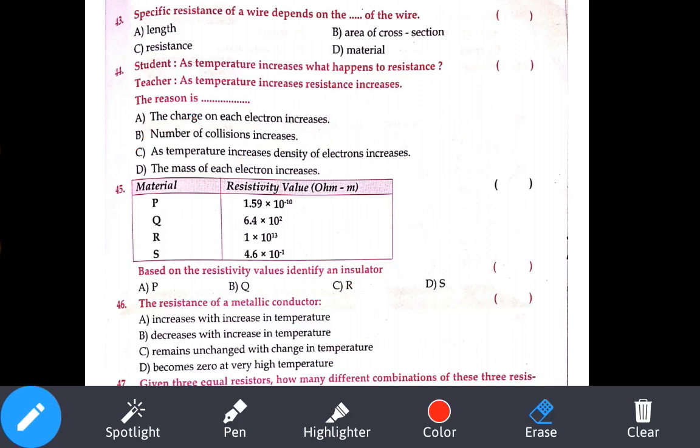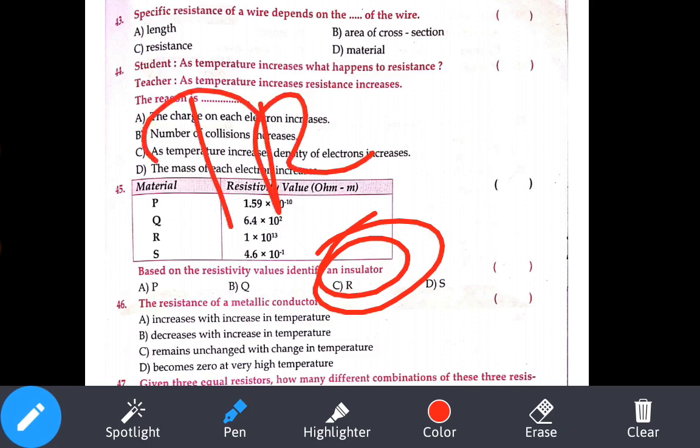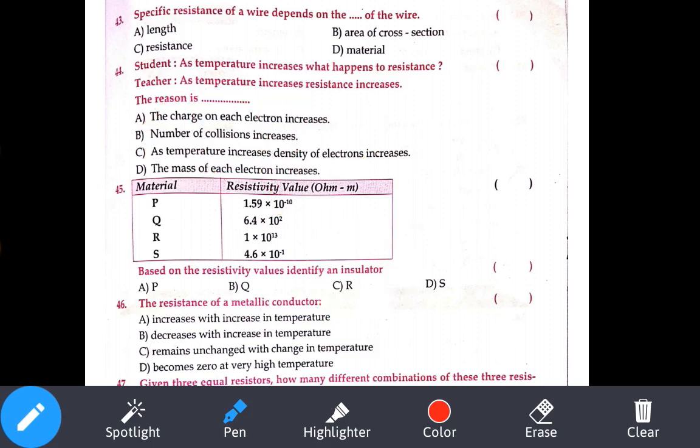Now the material resistivity values they have given. The more the resistivity, the more it will not allow the current to pass through it. What is the question given? Based on the resistivity value, identify the insulator. Insulator means which will have more resistance. You have to find which will have more resistance. P value they have given is 10 to the power of minus 10. That is wrong, very less value. 10 to the power of 2. R value, Q value, R value. 10 to the power of 13 is the maximum value. So R is our answer.